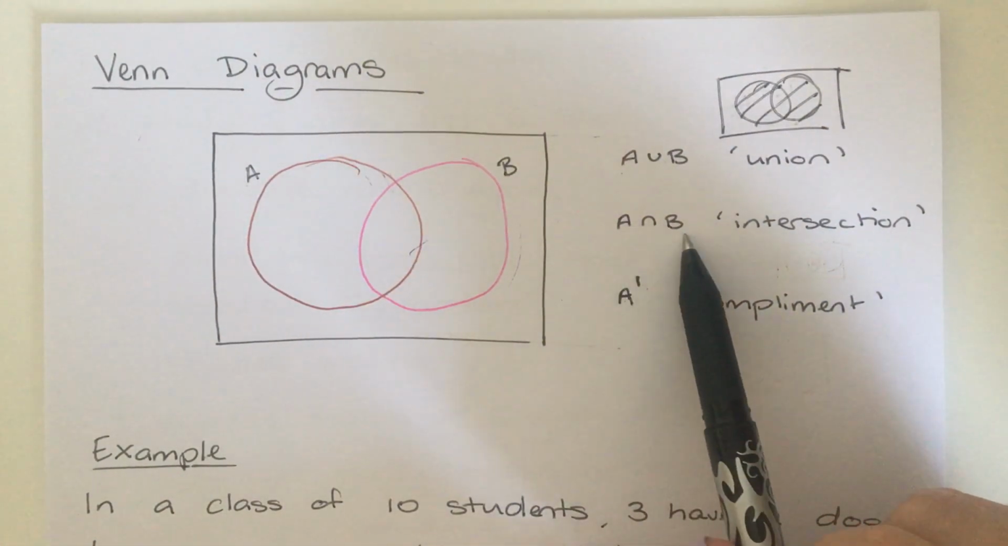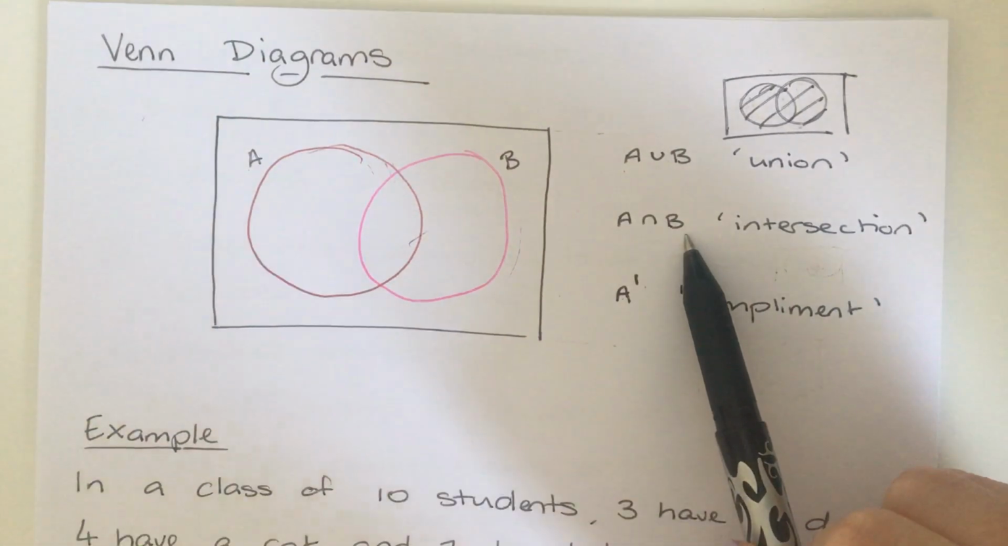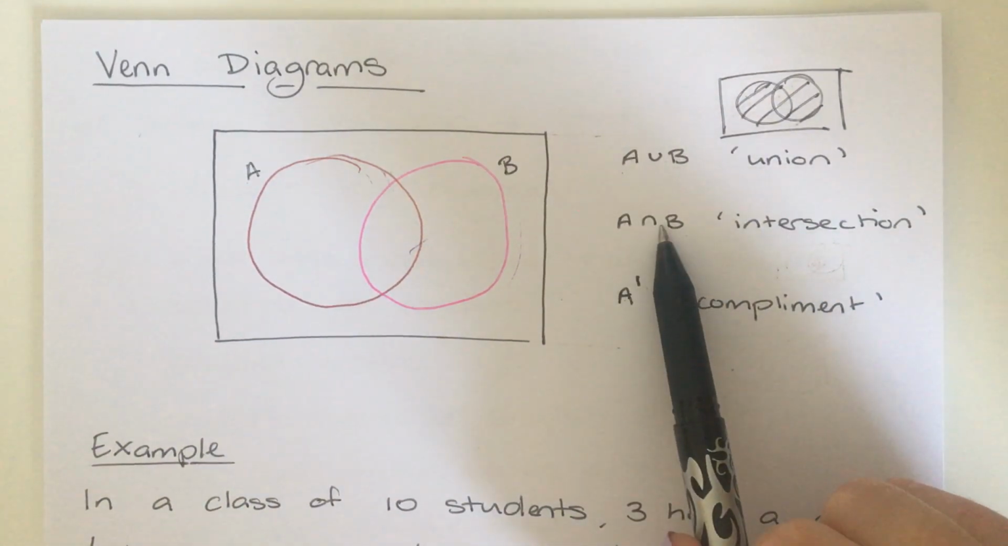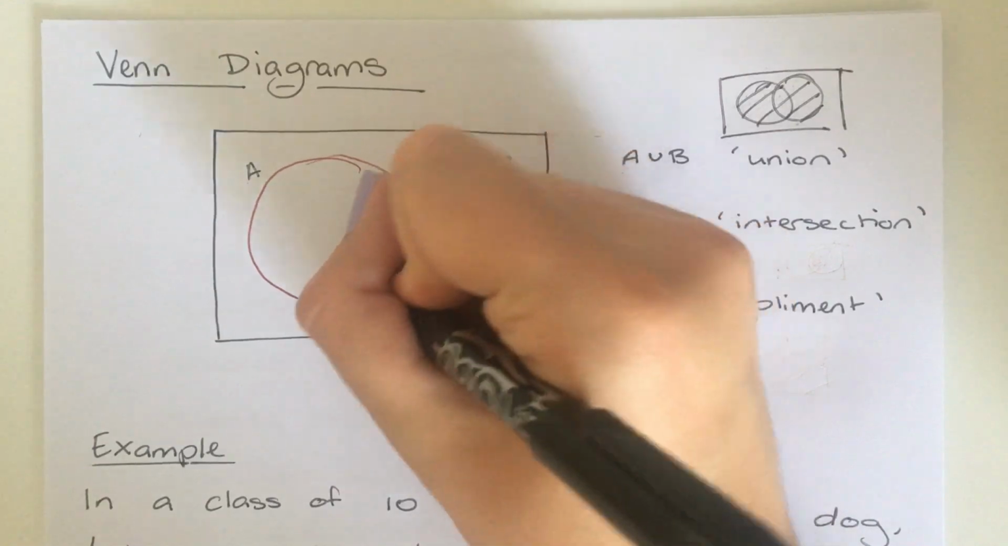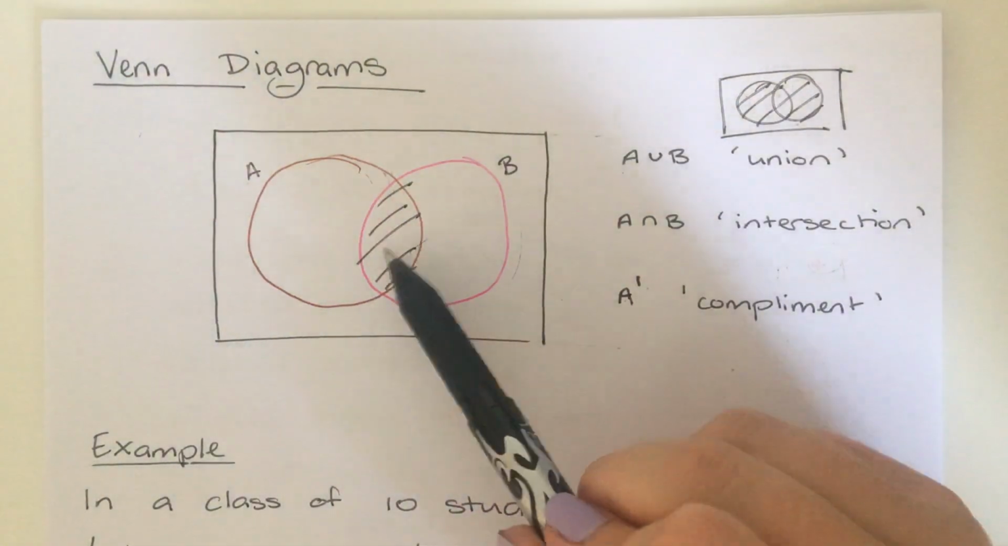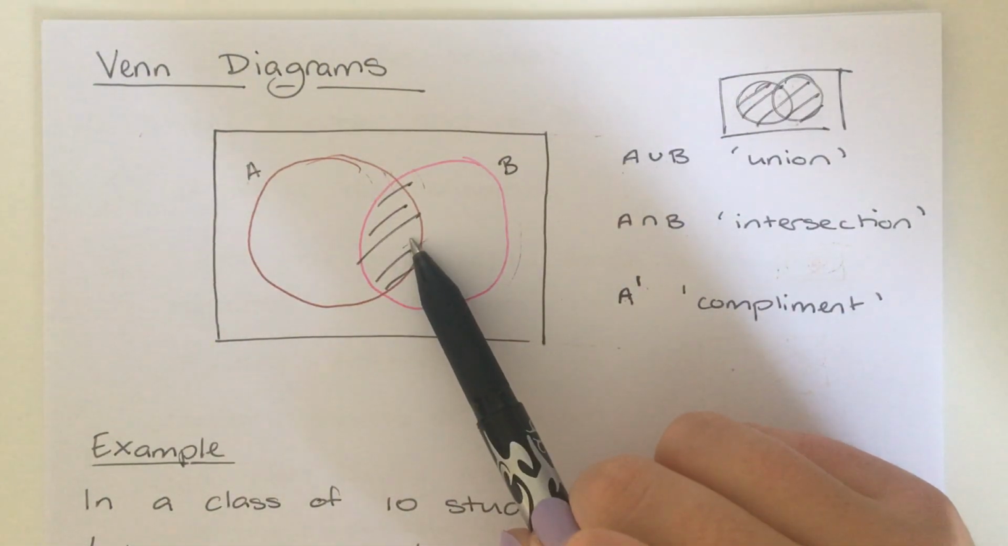And then this is A intersection B. And this is the probability that A and B happen at the same time. So the part that overlaps between the two events.